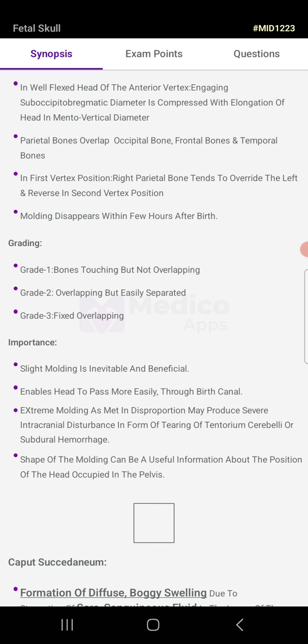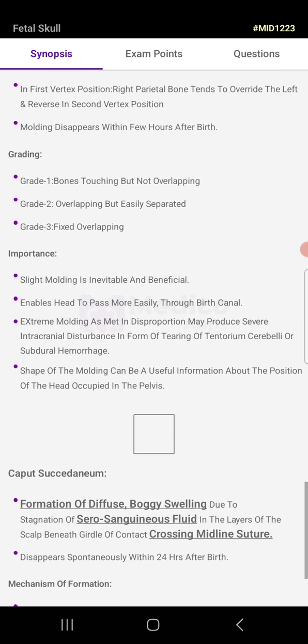Grading. Grade 1: bones touching but not overlapping. Grade 2: overlapping but easily separated. Grade 3: fixed overlapping. Slight molding is inevitable and beneficial. It enables the head to pass more easily through the birth canal. Extreme molding, as met in disproportion, may cause severe intracranial disturbances in the form of tearing of the tentorium cerebelli or subdural hemorrhage. The shape of the molding can give useful information about the position of the head in the pelvis.